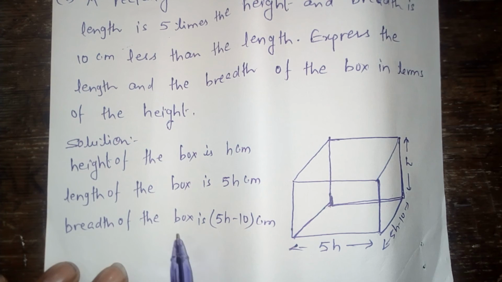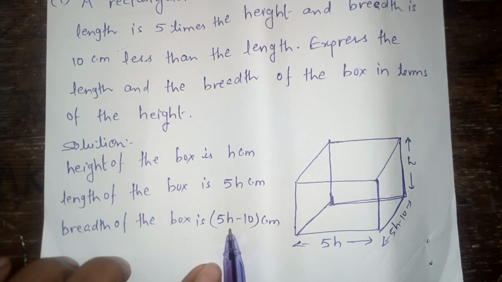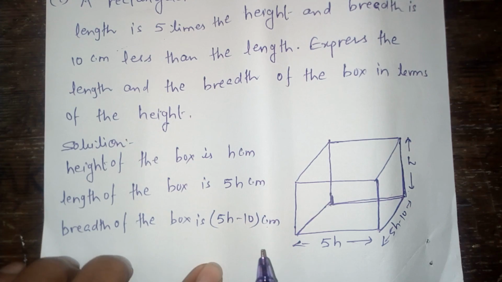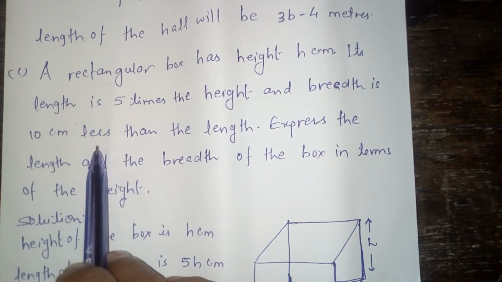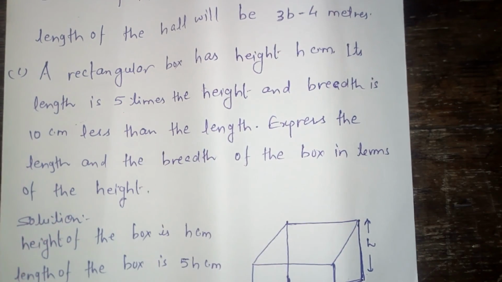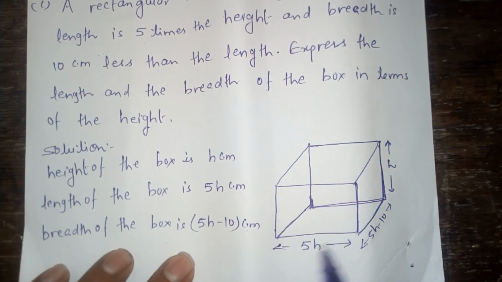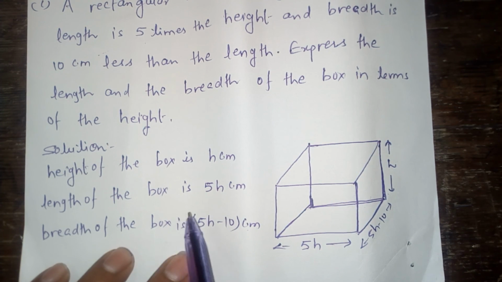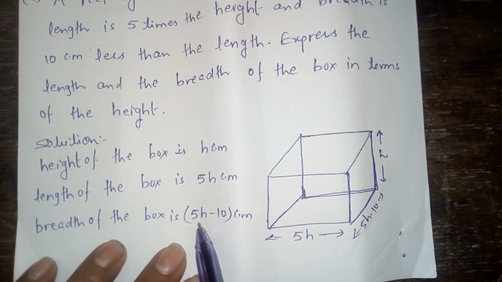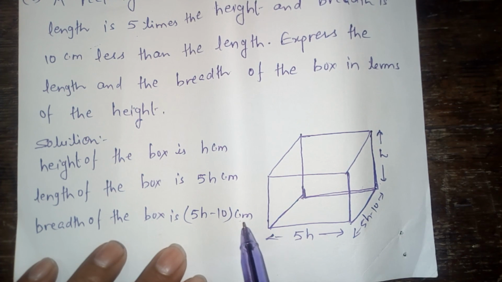Then breadth of the box is 5h minus 10 centimeters, according to the statement: breadth is 10 centimeters less than the length. Length of the given box is 5h centimeters and breadth is 10 centimeters less than the length. So breadth of the box will be 5h minus 10 centimeters.